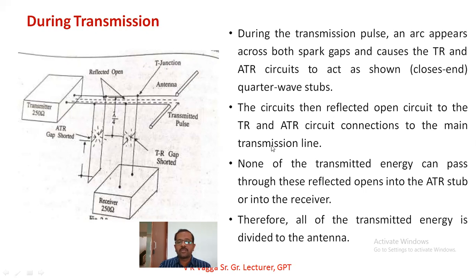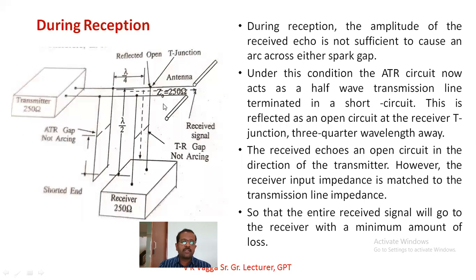It is connected to the main transmission line. It has none of the transmitted energy passed through. These reflected opens stop the energy from going into the ATR or into the receiver. Therefore, all of the transmitted energy is to be passed into the antenna. Understood? In the same way, if you take the receive case, what happens?